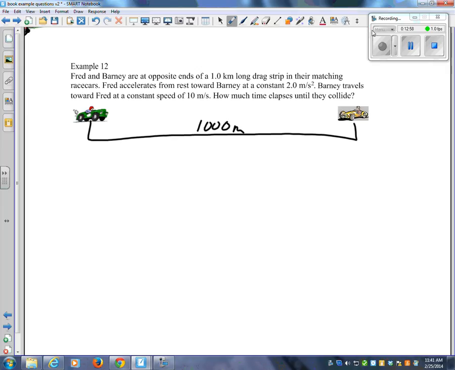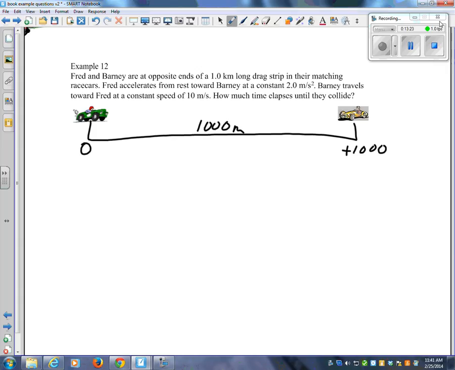Not necessarily, because Fred's accelerating, whereas Barney's traveling at a constant speed. What's the same is their position, right? They're in the same place at the same time. So I'm going to let Fred be position 0, and I'm going to assign Barney a position of plus 1,000. Fred is my origin, Barney's my plus 1,000.